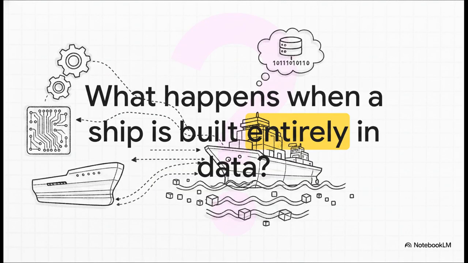Which leaves us with a really fascinating, provocative thought to ponder. If every single physical part of a ship, every plate, every frame, every pipe, is born from precise digital data, what happens when we combine all of that data into a single, comprehensive master model? What happens when a ship is built entirely in data, long before it ever touches the water? Well, that takes us into the incredible world of the ship product model. But hey, that's a topic for our next explainer.